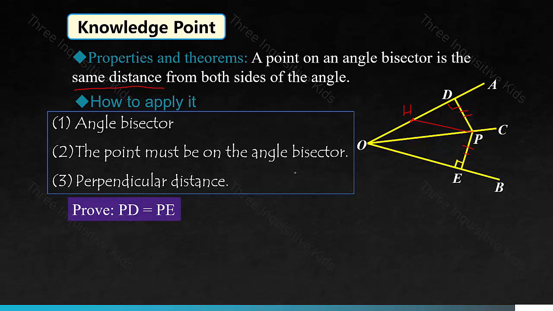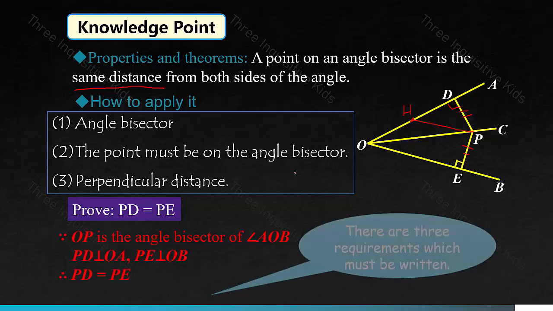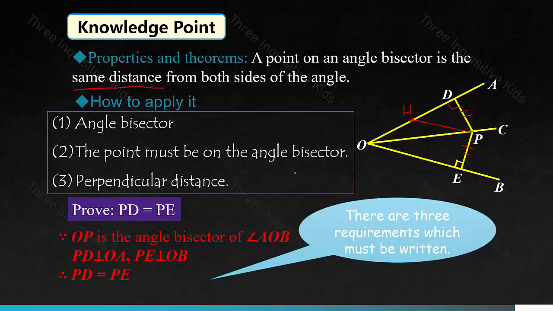Now I want you to prove PD equals PE. So OP is the angle bisector of angle AOB, and PD is perpendicular to OA, PE is perpendicular to OB, therefore PD equals PE. There are 3 requirements which must be written, which is what we just learned up here.